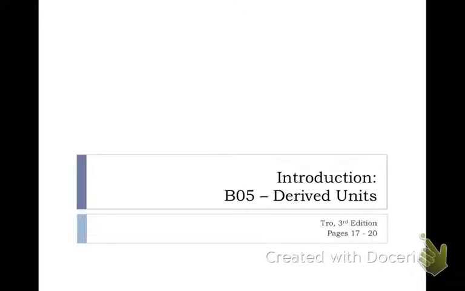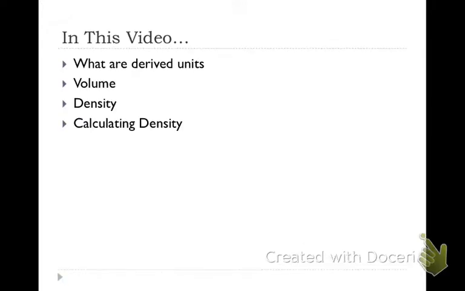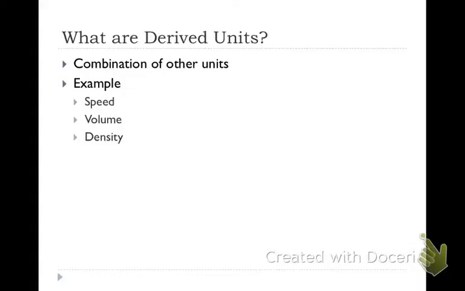Hey everyone, so we already talked about standard units, so units that you can actually measure with some piece of equipment. Now we're going to talk about derived units, and that's pages 17 through 20 in your textbook. So we'll talk about what derived units actually are, and then the two examples, which are volume and density, and we'll go ahead and calculate density.